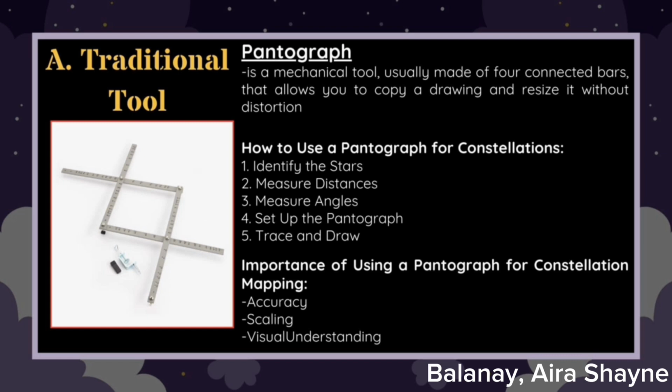The third one is visual understanding. Mapping constellations with a pantograph helps enhance visual comprehension of their structure by showing the stars and their relationships at different scales. You can better understand the spatial arrangement of the stars in the sky. It provides a clearer, tangible representation of the constellation layout, making it easier to grasp the concept of celestial navigation and night sky geometry.